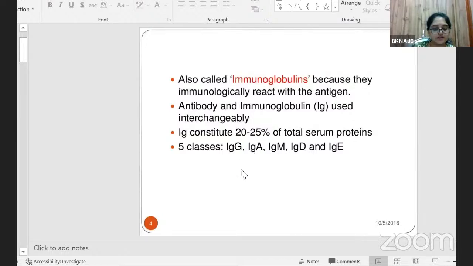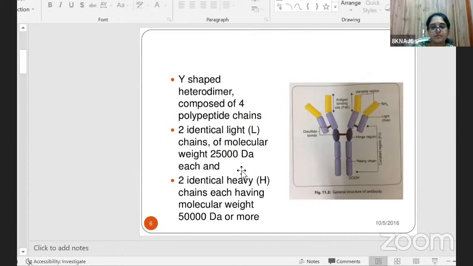And there are 5 classes of antibody for that matter. So you have IgG, IgM, IgD, and IgE. So IgM and IgG are found in the blood.